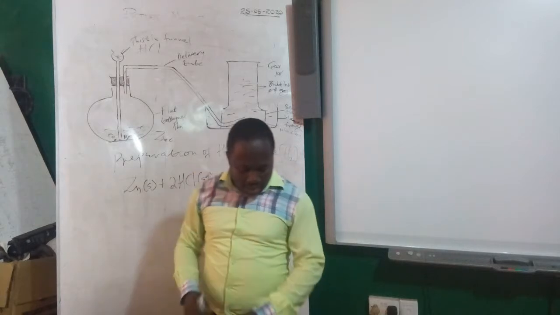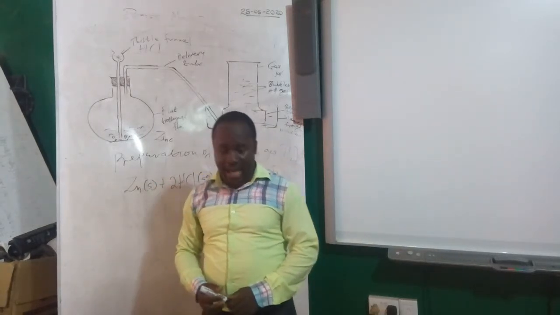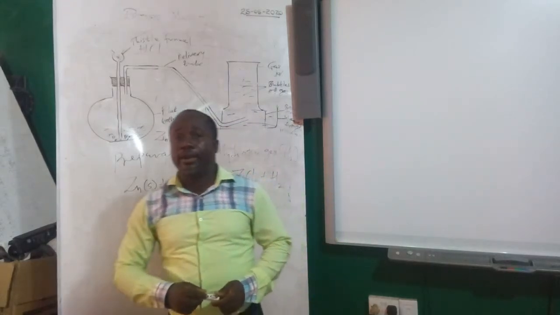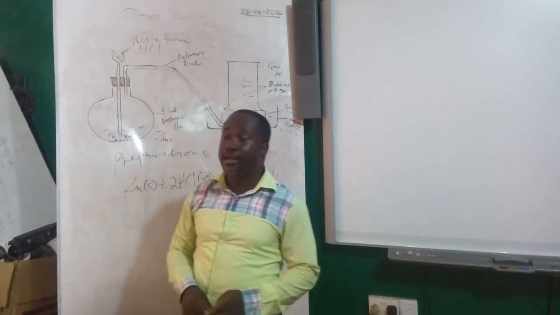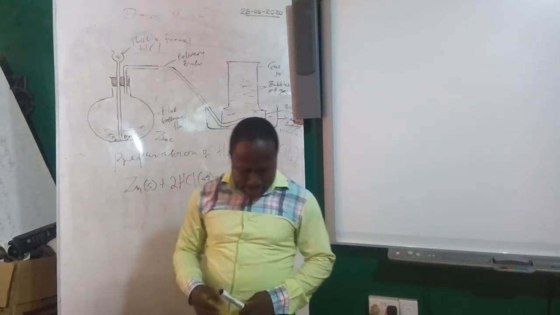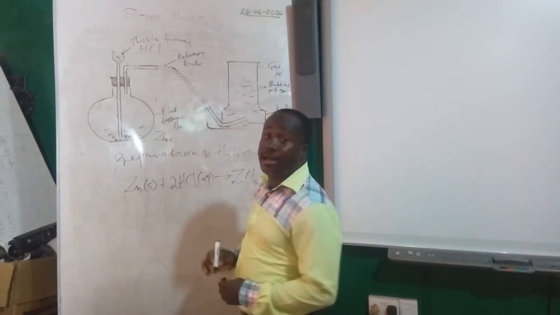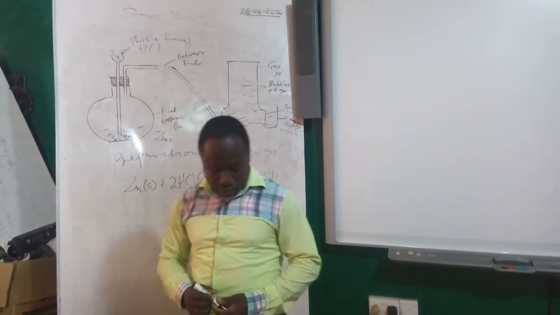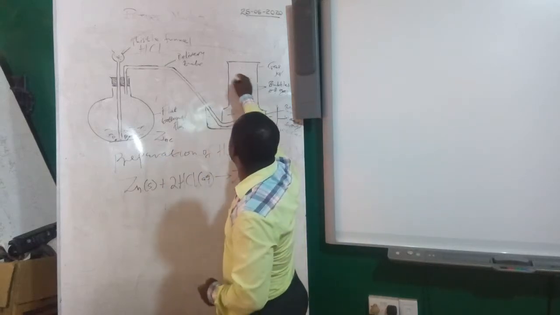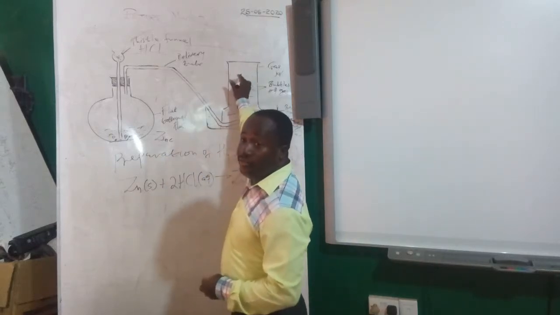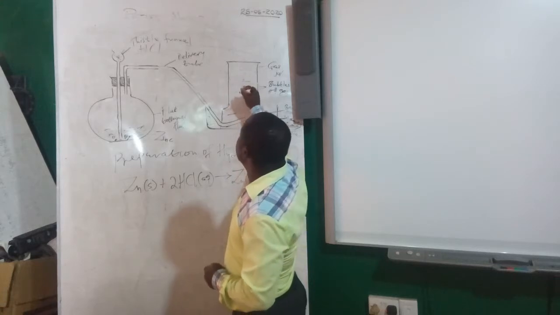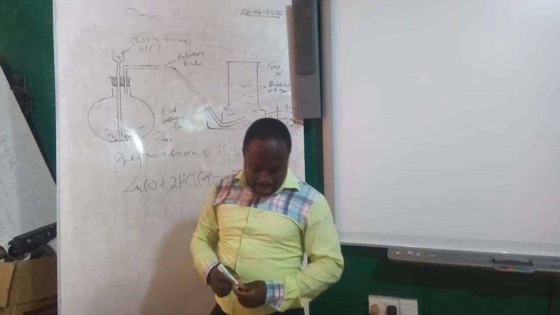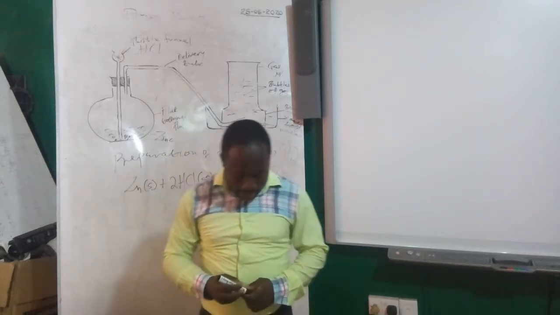Now, let's look at the properties of hydrogen gas. Hydrogen gas is colorless and odorless, so it has no color and no scent. Again, hydrogen gas is lighter than air. So don't forget that the delivery here is upward delivery. Take note of that. The delivery of hydrogen gas is upward delivery because hydrogen gas is lighter than air.